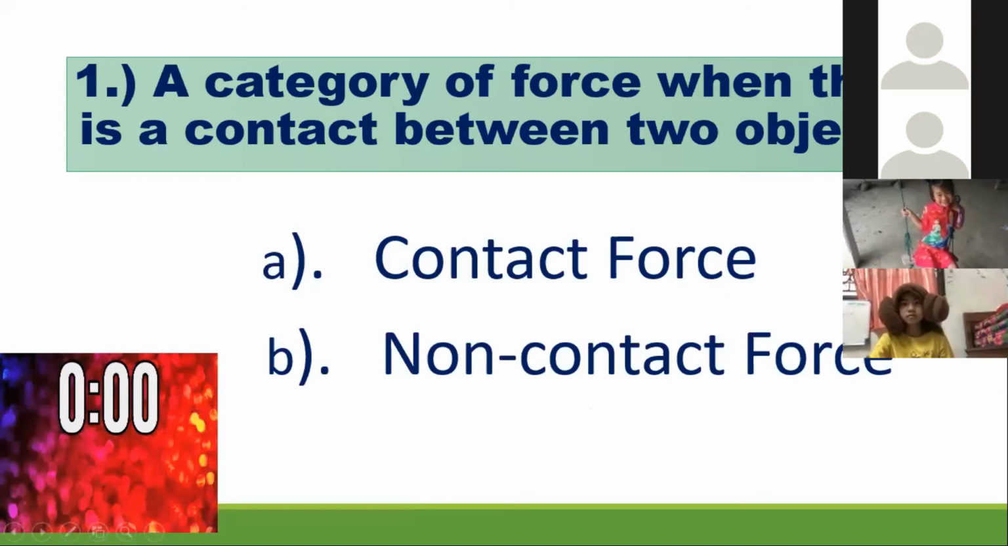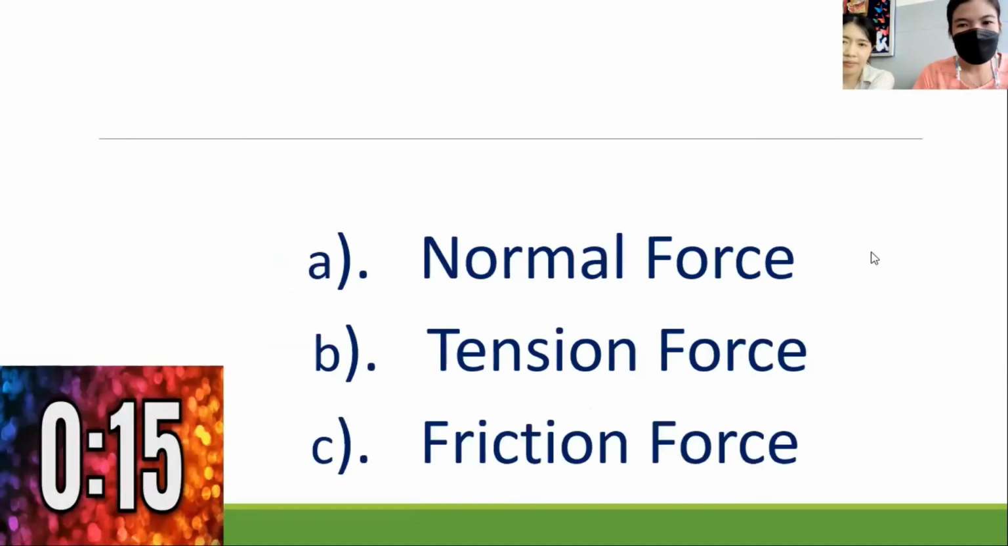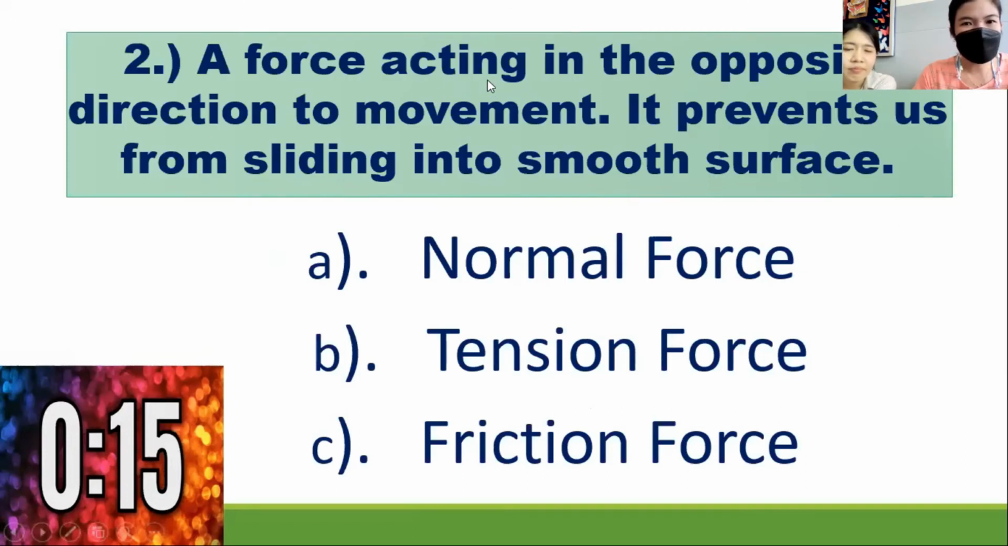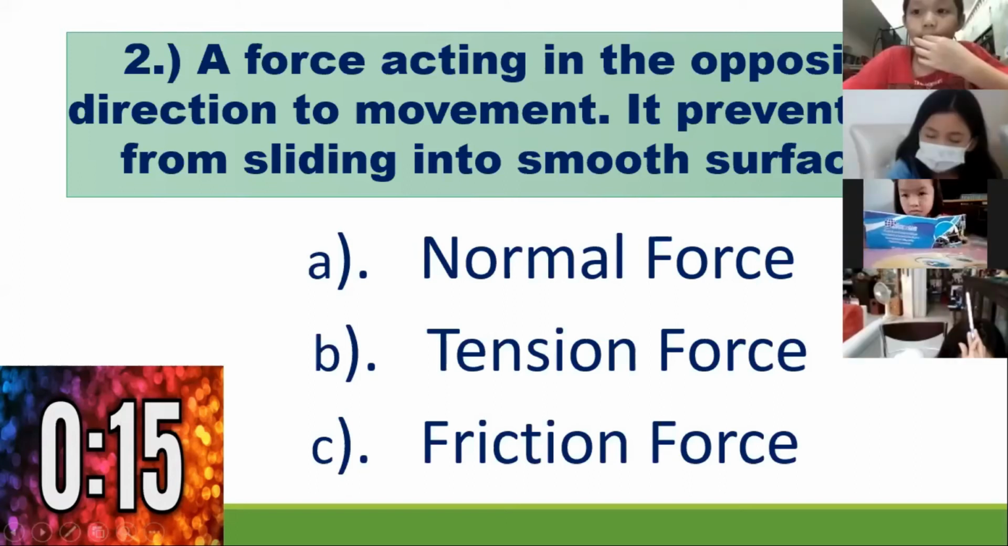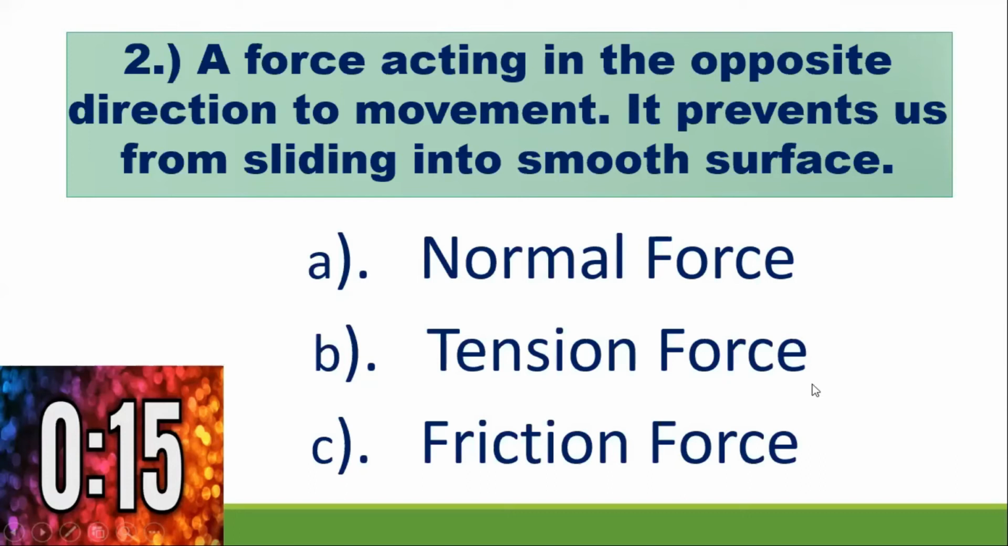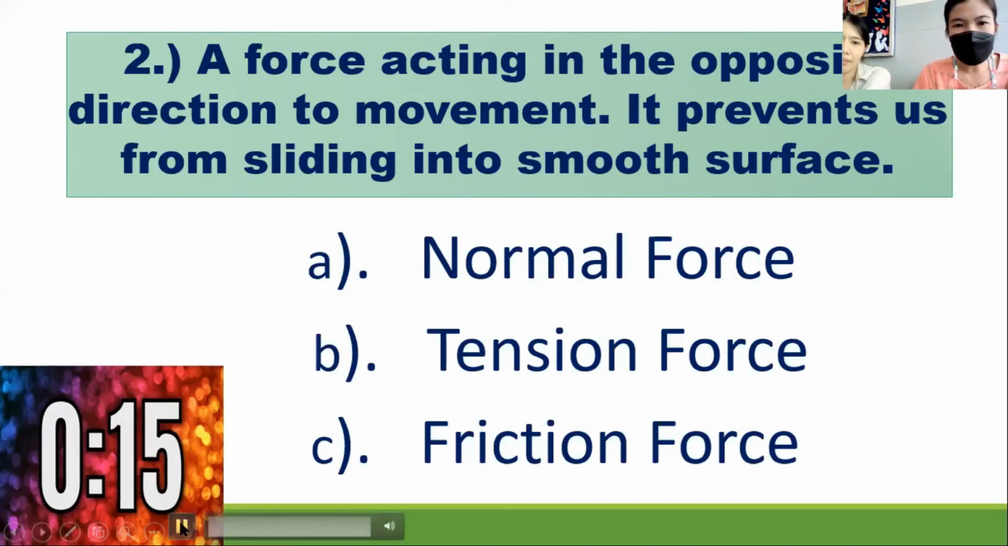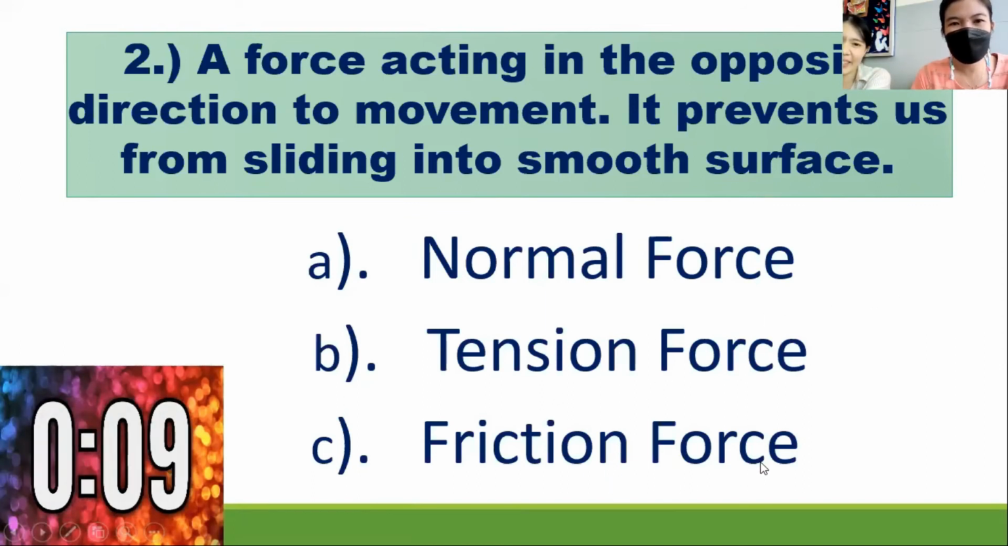Okay, number 2. A force acting on the object in the opposite direction to movement. It prevents us from sliding on a smooth surface. Is it A, B, or C? Time starts now. Finish. Normal force, tension force, or friction force.